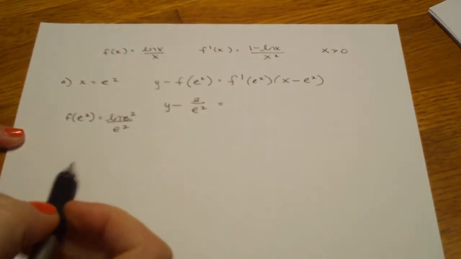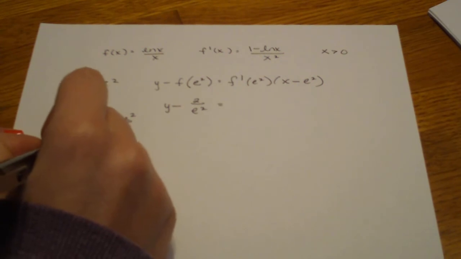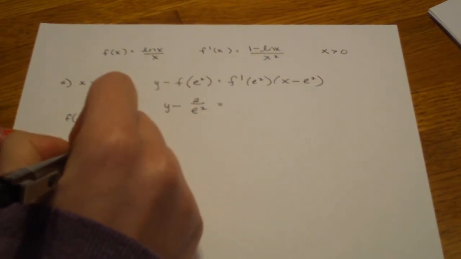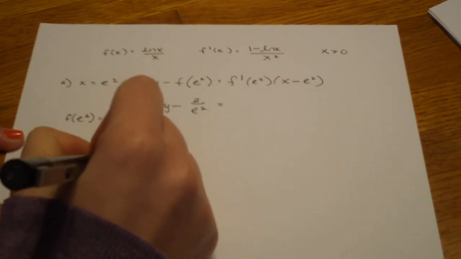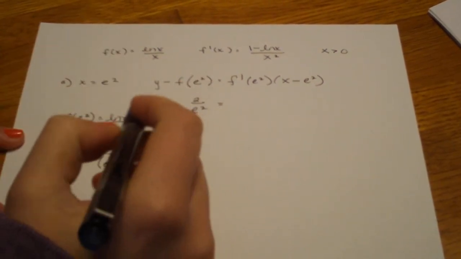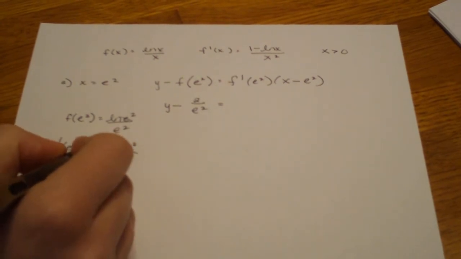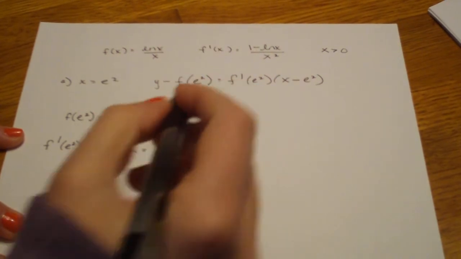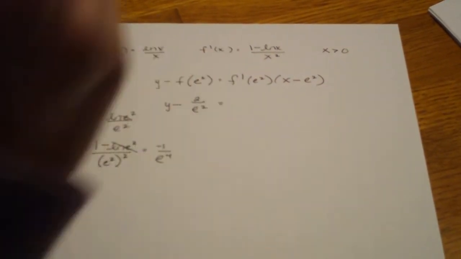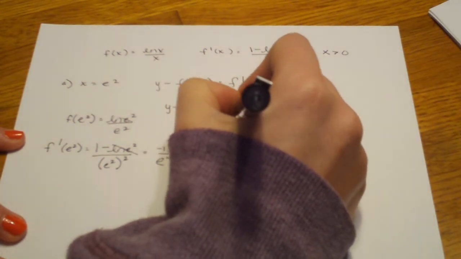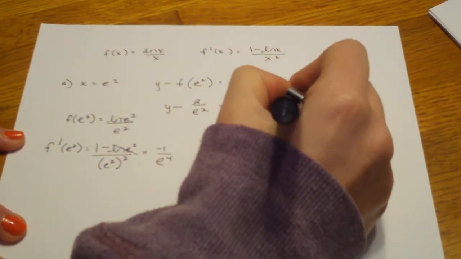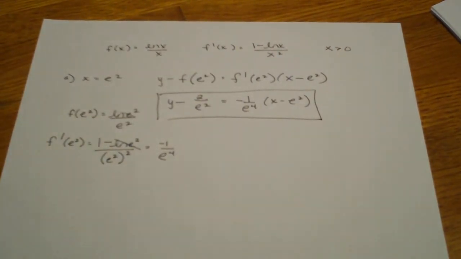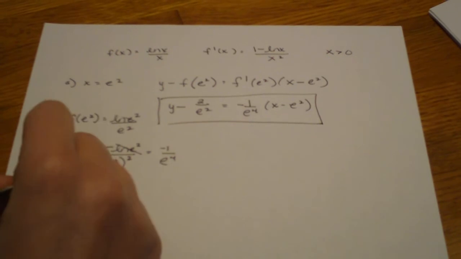And now I need f prime of e squared. So f prime of e squared will be 1 minus ln of e squared all over e squared squared. So that's going to be 1 minus 2, so that's going to be a negative 1 over e to the 4th. So negative 1 over e to the 4th times x minus e squared. So there's the equation of the tangent line that they asked me for in part A. Not too bad. Part B.